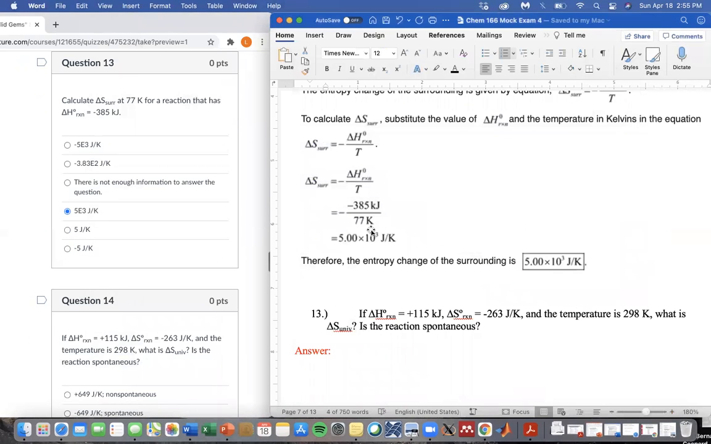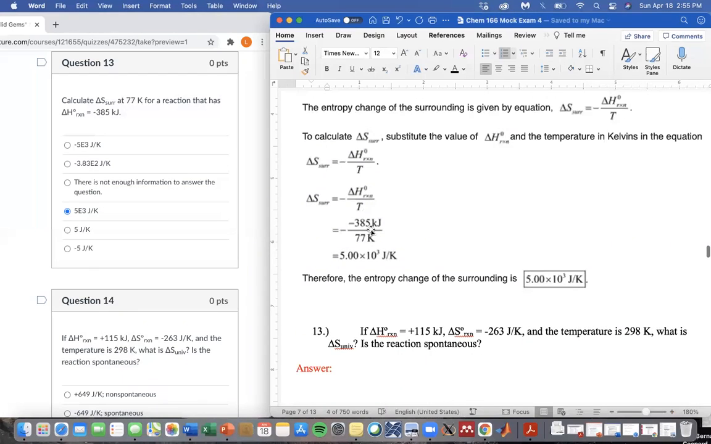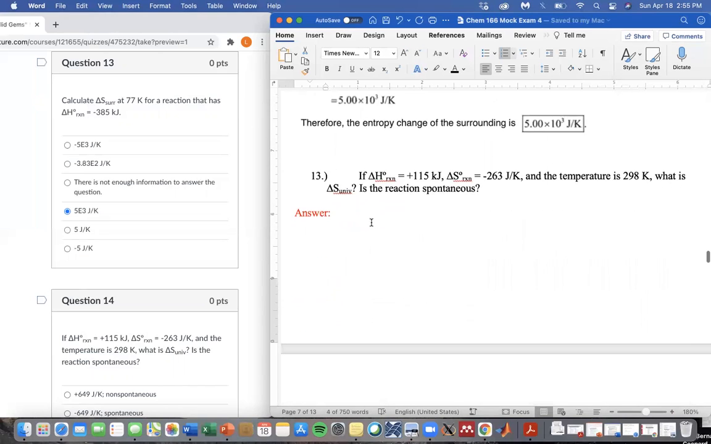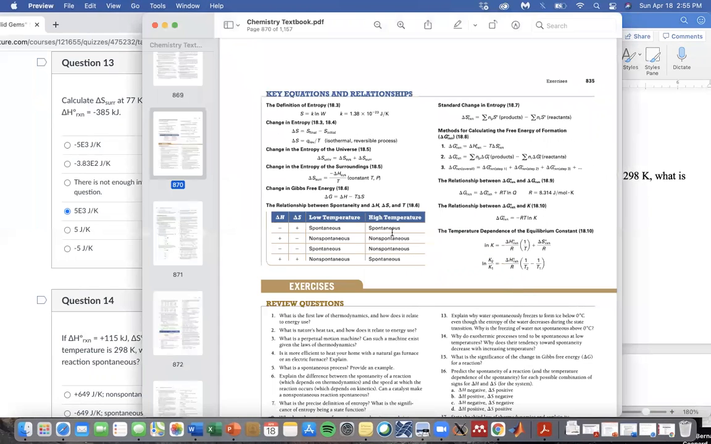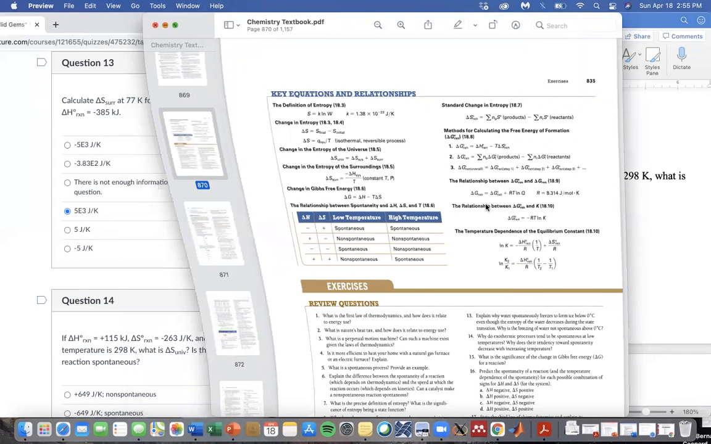So that one's just 5 times 10 to the third joules per Kelvin. Any questions about that one at all? Okay. Do you guys have access to the textbook? Would it be helpful if I just screenshotted that and posted that on Canvas, or did you already have this? Is it good? I have the PDF version of the text. Yeah, I got it. Okay, sounds good.